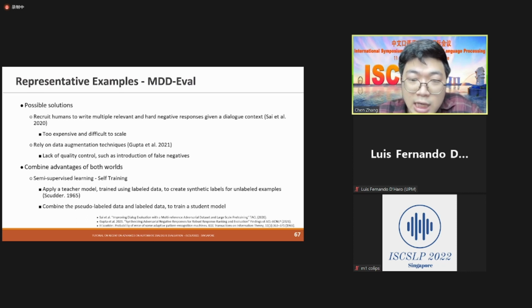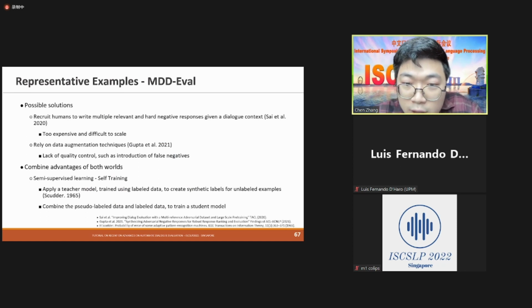There are also other people who rely on data augmentation techniques to mimic the human-written way of collecting data, but there is no quality control. There is a potential to introduce low quality data, such as false negatives. For example, some generated responses may be correct given the context, but if we use augmentation, it will treat them as negative responses. So it's harmful to the model training.